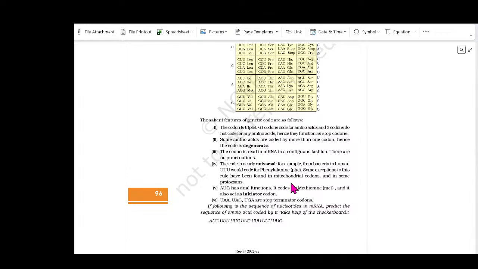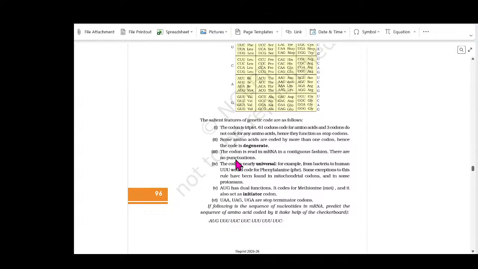AUG has dual functions. It codes for methionine, which is the initiator codon. UAA, UAG, UGA are stop terminator codons. If the following is the sequence of nucleotides in messenger RNA, predict the sequence of amino acids coded by it, taking the help of the checkerboard. Here AUG is given. If you see in the table, AUG is coding for methionine.